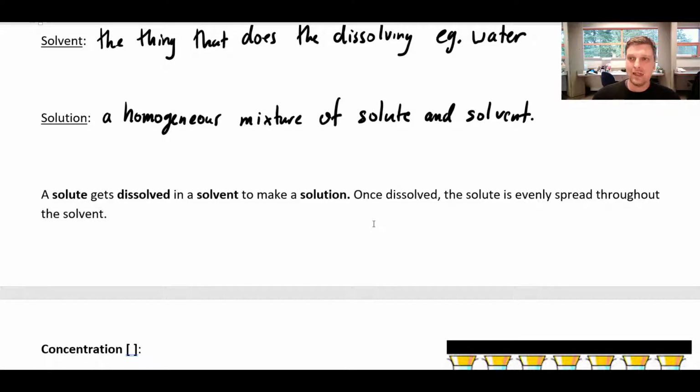One thing to keep in mind is once we make a solution, once we dissolve the solute in the solvent, then those individual particles are evenly spaced throughout the solvent. It's not like you're going to have a situation where all the sodiums cluster over on one side and all the chlorides on the other side. They're going to be really evenly mixed and flowing around and moving all the time.